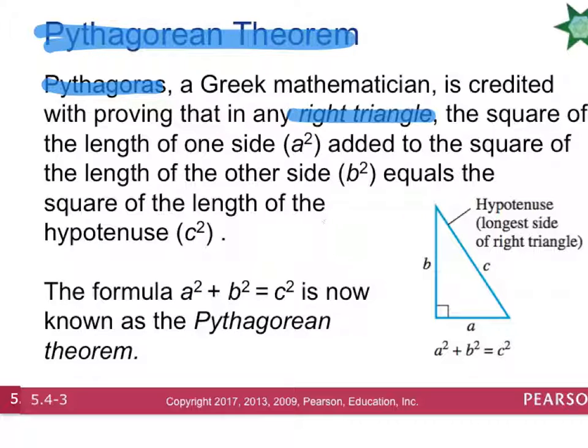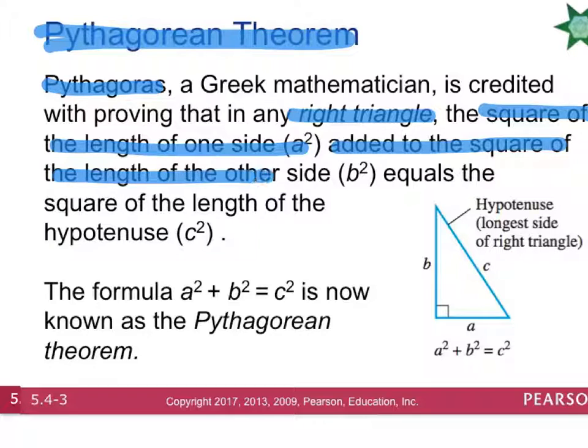the square of the length of one side added to the square of the length of the other side equals the square of the length of the hypotenuse. You may remember this as a squared plus b squared equals c squared. The two sides we're talking about where we square and add are the sides that form that right angle. So a squared plus b squared equals c squared, where the hypotenuse is the side opposite that right angle.